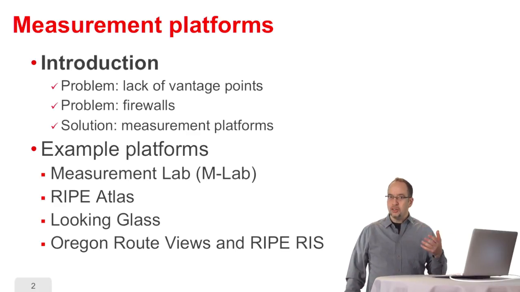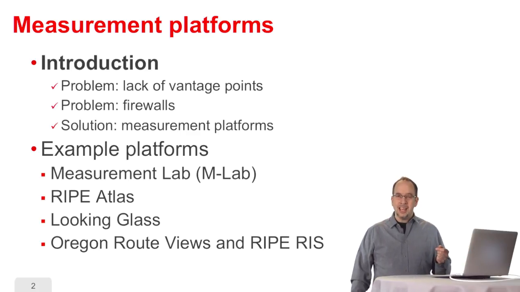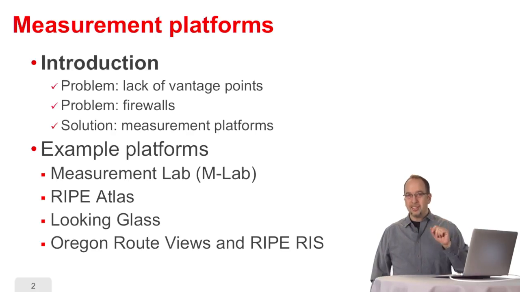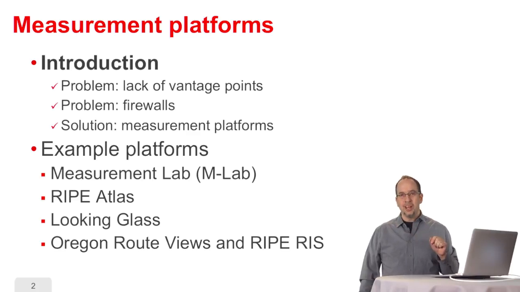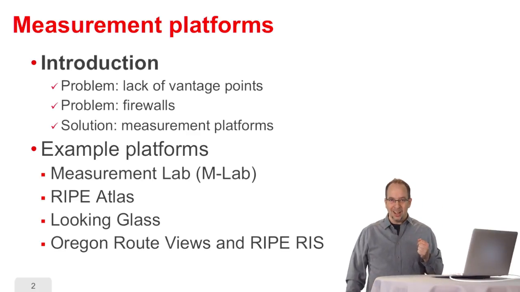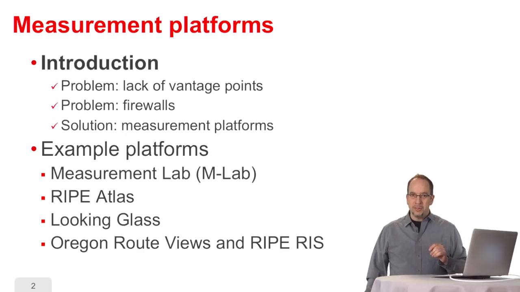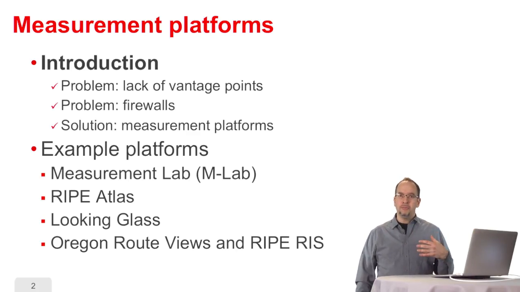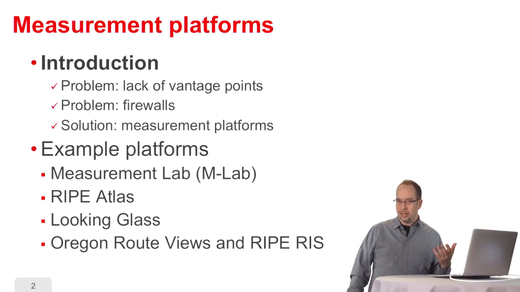So the solution to this type of problem faced by scientists for a long time is the creation of measurement platforms that have many, many vantage points around the world, or that connect to many points around the world to collect the information that is needed. We'll talk here about four platforms that are examples. There are many platforms out there, but we've chosen these because all four of them offer some type of access to the public at large.